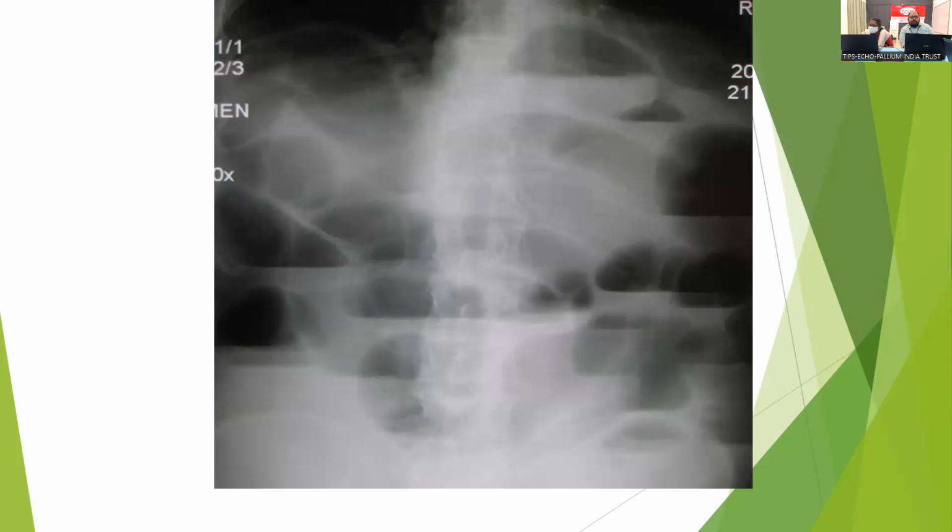So in this X-ray, you could see multiple air-fluid levels. You can see here there is an air level, and there is also a fluid level. These are indicative of intestinal obstruction. X-ray is very helpful in such conditions, and it's also very cheap and less invasive. So X-ray can be used for diagnosis in intestinal obstruction.